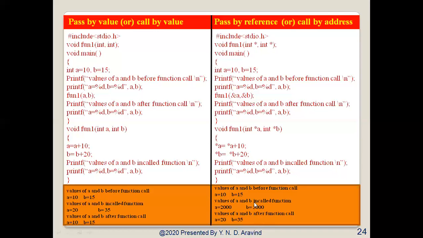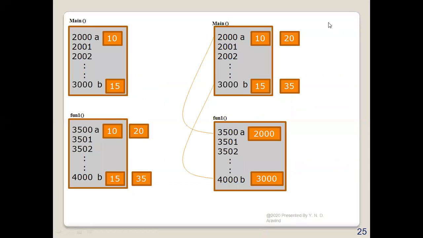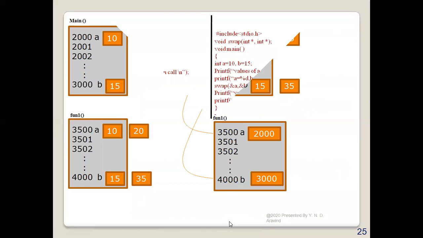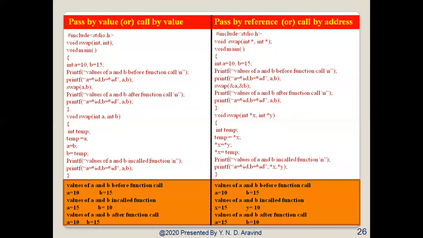Suppose if I want to print the values at that address, then here I have to write pointer A and pointer B. If I write pointer A, at 2000 address, what is the A value? 20. At 3000 address, if I have written pointer B, the value is 35. So A value and B value will be printed as 20 and 35. After coming here, in the main function, A and B values are changed. That's the reason it has printed the values as 20 and 35.